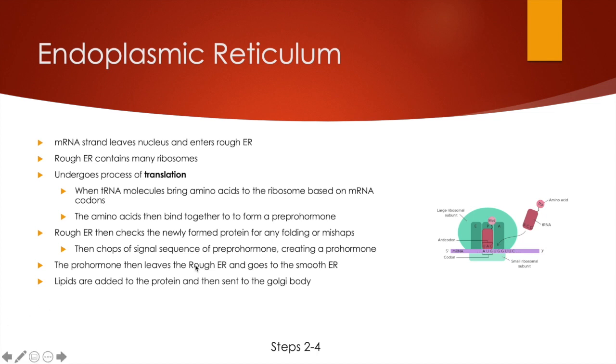This prohormone leaves the rough endoplasmic reticulum and moves on to the smooth one. In the smooth portion of the endoplasmic reticulum, lipids are added to the protein, and after that, the protein is sent to the Golgi body.